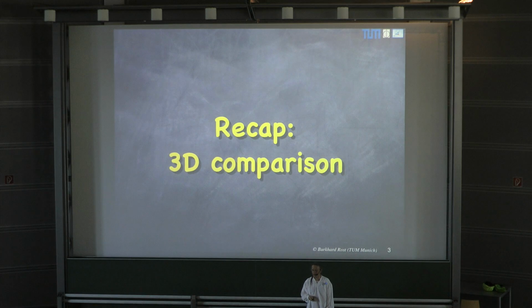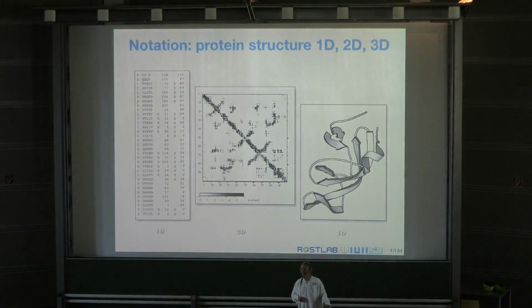Let's recap on a 3D comparison. Again, there's a way to look at proteins in 3 dimensions: 1D, 2D, 3D. 3D is the 3D coordinates. 1D is just a string: sequence, secondary structure written in a string, solvent accessibility. 2D, the interest, yes.